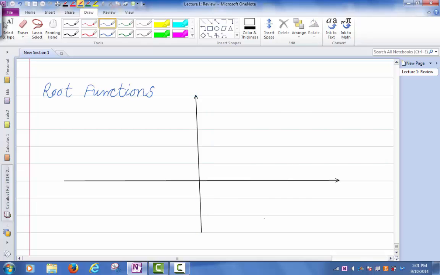Okay, so the graph of root x, right? What's the graph of the function y equals root x? Well, we know that it's basically something like this. And so that's the graph of root x. Again, y is equal to root x. That would mean that y squared is equal to x. And we know that the graph of y squared equals x is a parabola opening to the right.